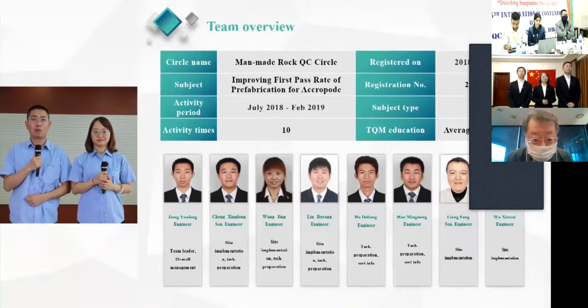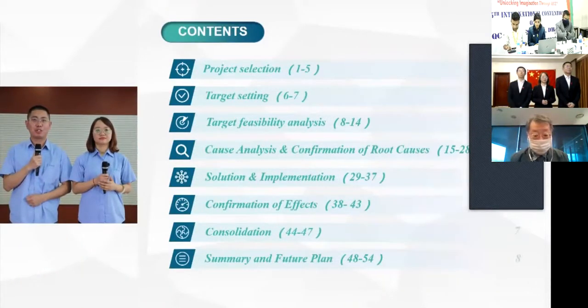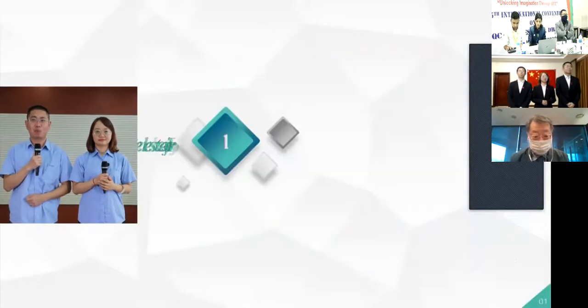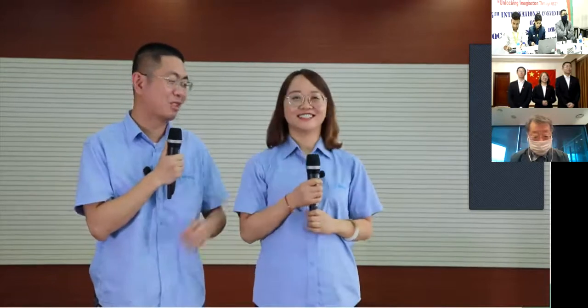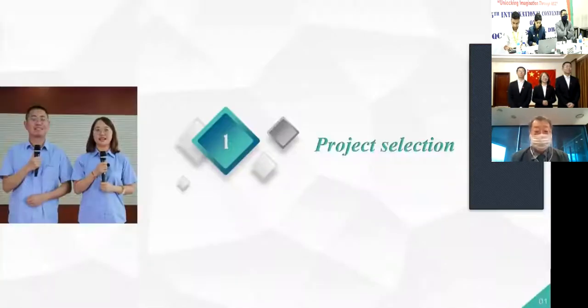This is the team overview. We have 8 people from the owner, supervisor, and the constructor. Next, we will make a presentation in 8 chapters. Chapter 1, Project Selection. First, I would like to introduce the background for the project.